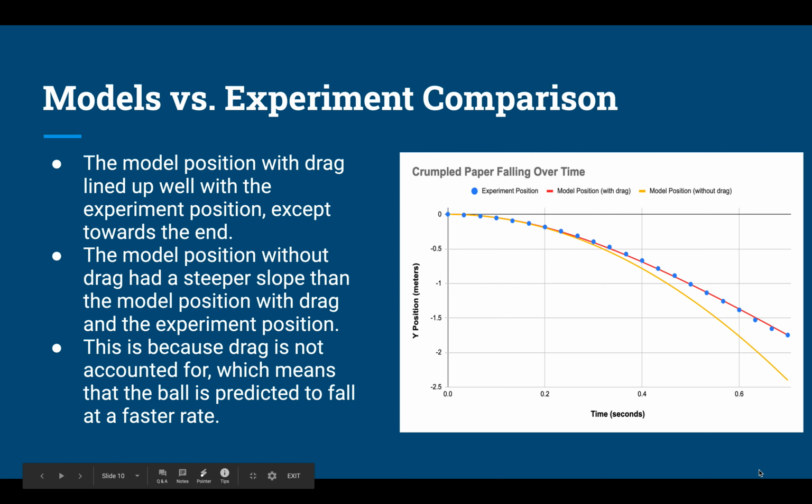And this is the models versus experiment comparison. The model position with drag lined up pretty well with the experiment position, except towards the end. This is probably due to human error and the error in the tracking points on Tracker. And the model position without drag had a steeper slope than the model position with drag and the experiment position. This makes sense, right? Because drag is not accounted for, which means that the ball is predicted to fall at a faster rate because there's nothing counteracting the force of gravity.